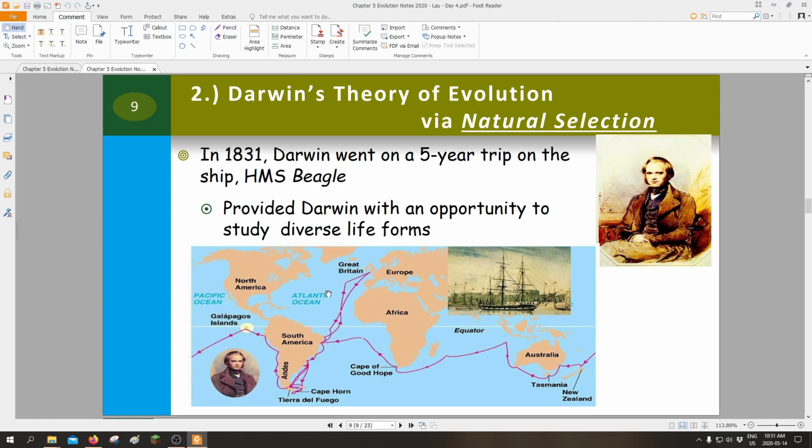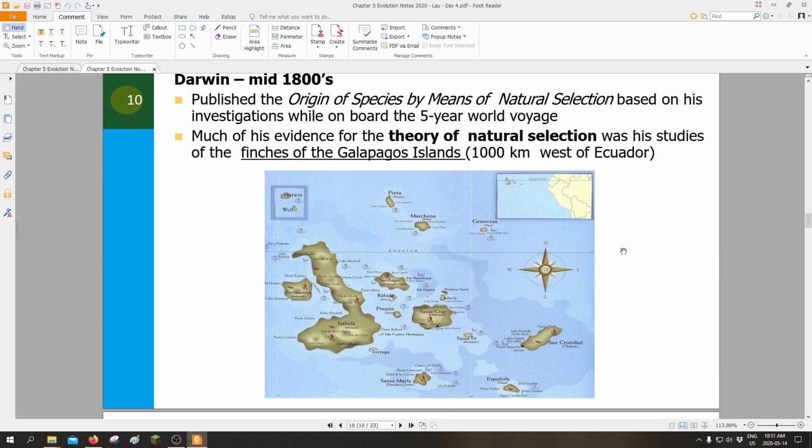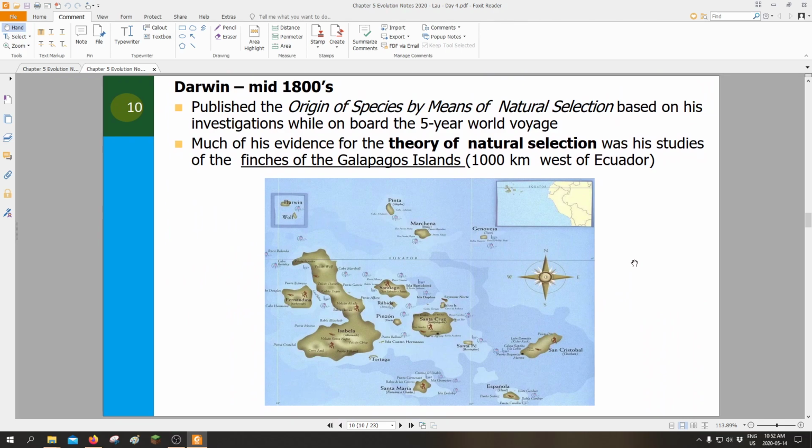So let's take a look at what Charles Darwin saw and what his theory of evolution was. It's called natural selection. So in the mid-1800s, he published a book based on his 5-year voyage. It's called The Origin of Species by Means of Natural Selection.